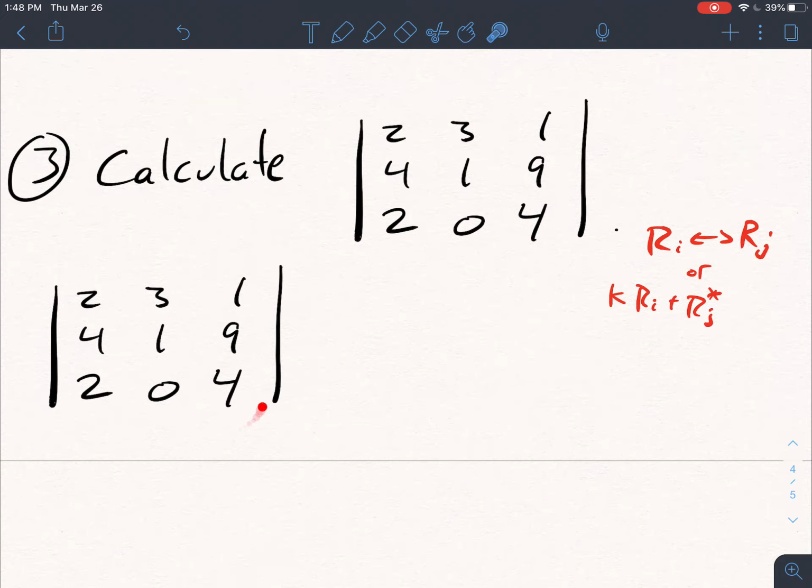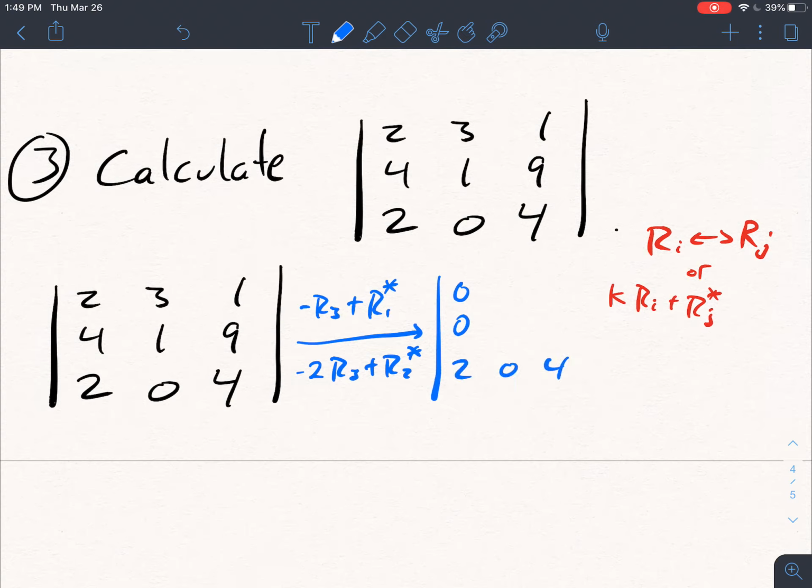Okay, so this row right here, I'm going to use this to zero out the entries in the first column above it. So I'll do negative row 3, add it to row 1, and replace, and I'll do negative 2 row 3, add it to row 2, and replace. And this does not change the determinant at all, so this determinant is going to be equal to the determinant in the matrix that I'm about to write. So this will be 0, 0, 2, 0, 4.